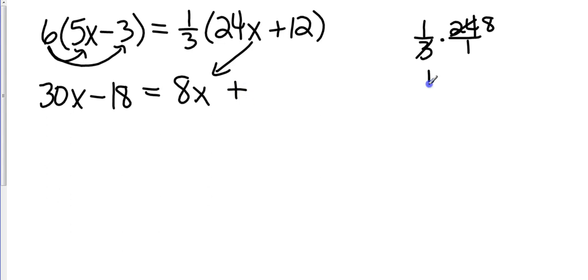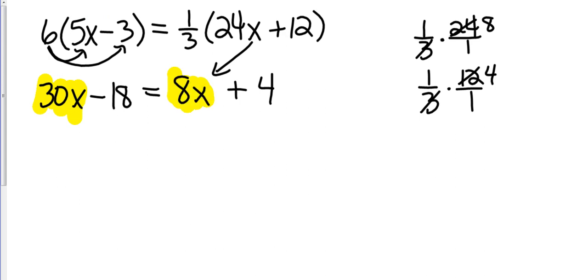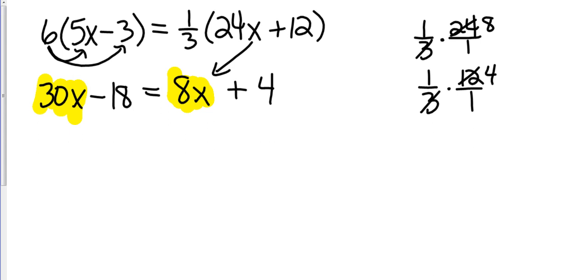And then I also want to do 1/3 times 12. Again, I can cross cancel. That 3 is going to go into that 12 4 times. So that makes my starting equation 30x minus 18 equals 8x plus 4. Again, personal preference, I like to highlight the variables because that tells me what I'm going to start with. Find the smaller one. 8x is obviously the smallest one. So since that's a positive 8x, I'm going to subtract it.